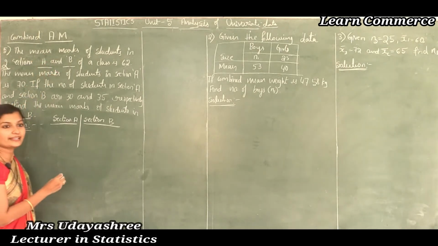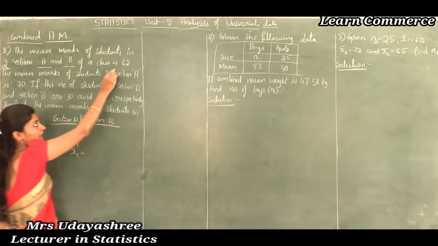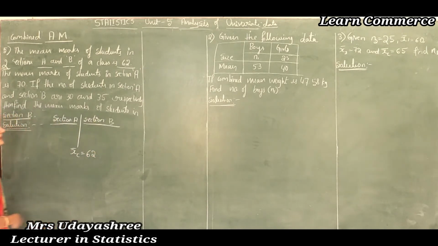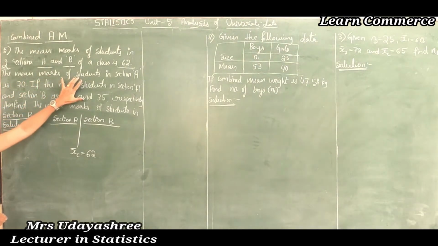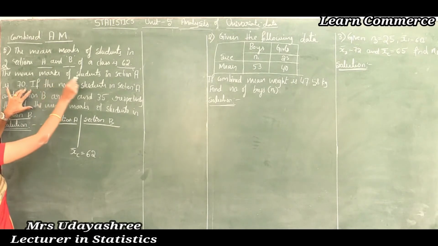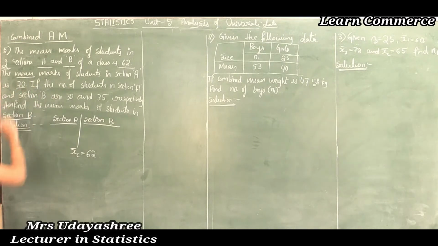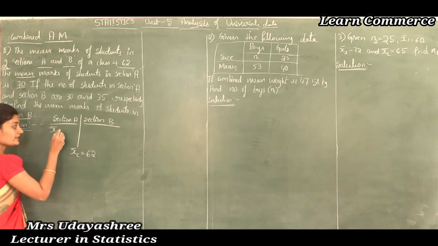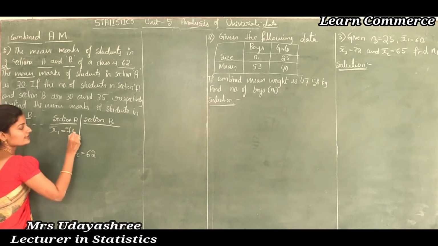We know that combined arithmetic mean is denoted by x bar c. So here the given arithmetic mean is 62, so x bar c is 62. Next, the mean marks of students in section A is 70. We know that means are denoted by x bar, so here the mean marks of students in section A is 70.